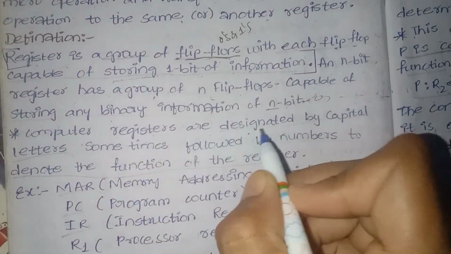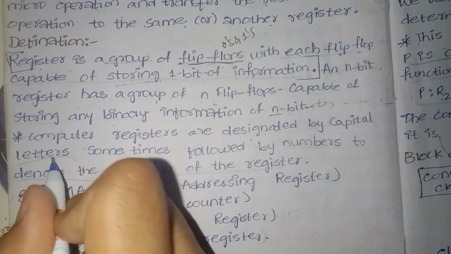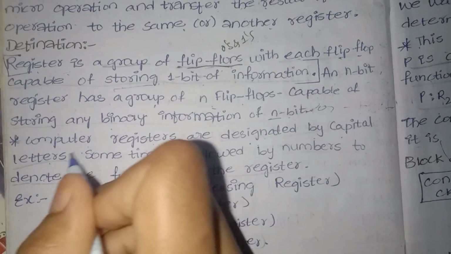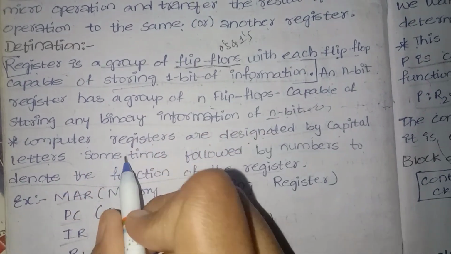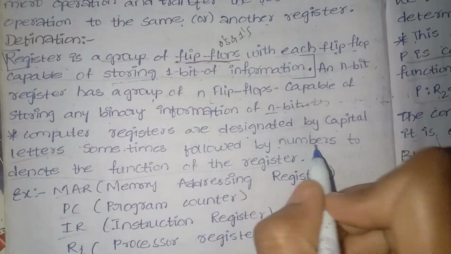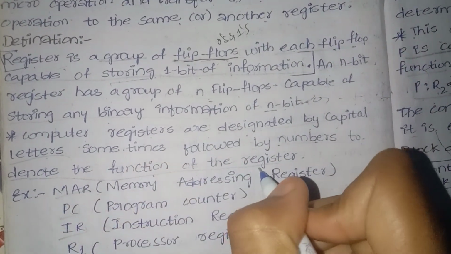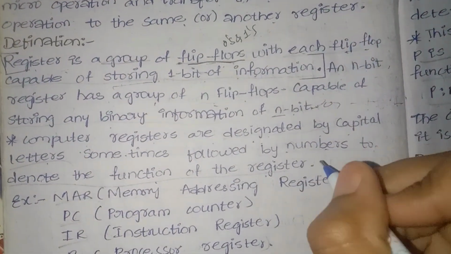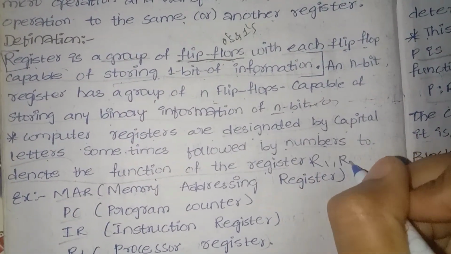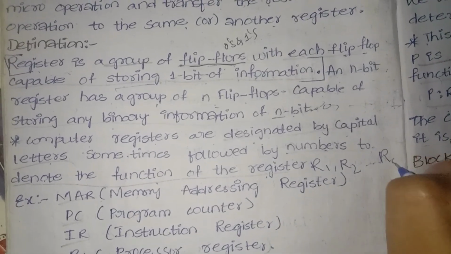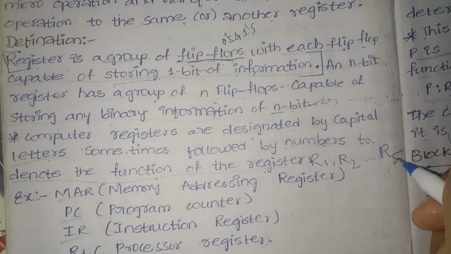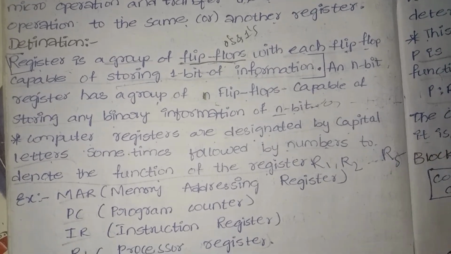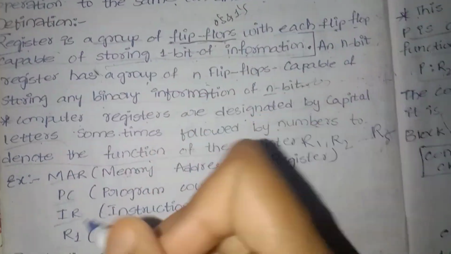Computer registers are designated by capital letters. A register is always represented with a capital R symbol, not with small letters. It is sometimes followed by numbers to denote the function of the register. If we have 5 registers, we represent them with capital R1, R2, up to R5. So this is the representation of registers with capital letters followed by numbers.